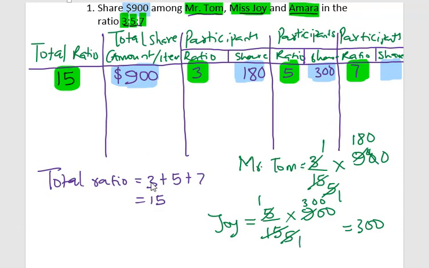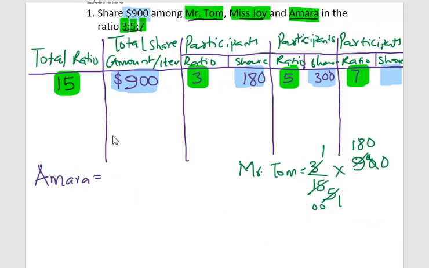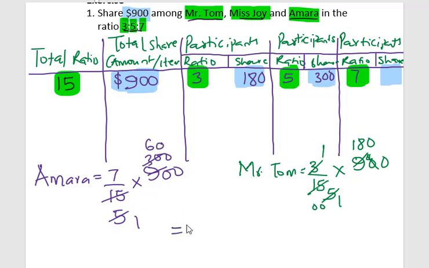The next person is Amara. Let me get rid of the information here to solve for Amara. The ratio of Amara is 7 divided by total ratio, which is 15. Then multiply by total amount shared, which is 900. 15 here is 3, and 900 is 3 times 300... you take the zeros up. 5 into 300 is 60, then you take the 0 up. Then we can do 7 times 6. 7 times 6 is 42, plus the 0 gives us 420. So we're getting 420.